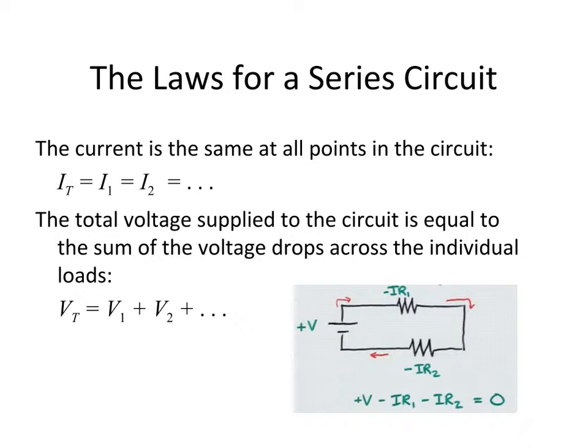In a series circuit, that means a circuit that only has one path for the current to follow, like this, that's a series circuit. The current is always the same, no matter which point in the circuit you examine. So the total current, IT, is equal to I1, which is equal to I2. It doesn't matter where we measure it, the current will always be the same.